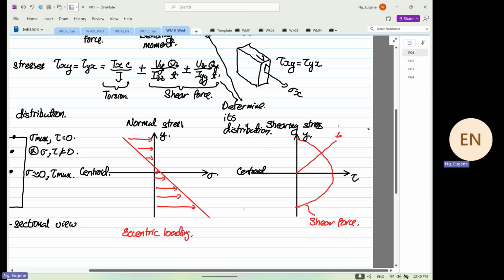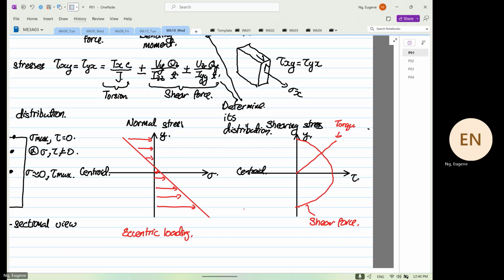And this is due to the what? Due to the torque. Okay. So if you just look at the torque, the shear stress due to the torque is the same as the what? The normal stress distribution. Why? Because the formula for the torque is TR over what? J. T and J are constant. The bigger the radius, the higher the what? The value. Okay.